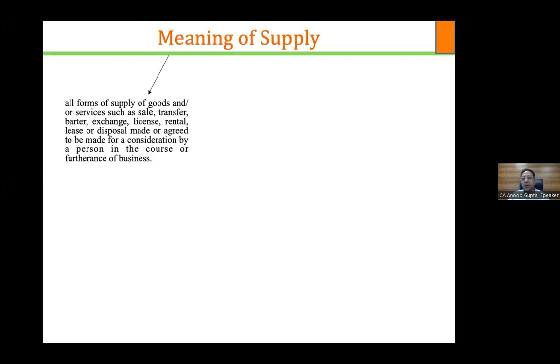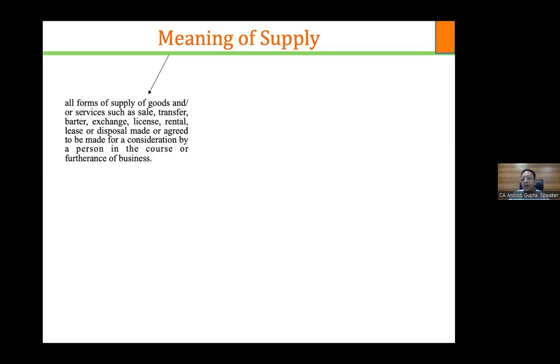So let's come again to the definition of supply. What is covered under supply? All forms of supply of goods and or services such as sale, transfer, barter, exchange, license, rental, lease, or disposal. So any type of economic activity is covered under the definition of supply, right? But what are the two conditions to be satisfied in order to make an activity a supply? The first condition is that it should be made or agreed to be made for a consideration. That means an element of consideration should be involved in the supply. Then only it will be a supply under GST.